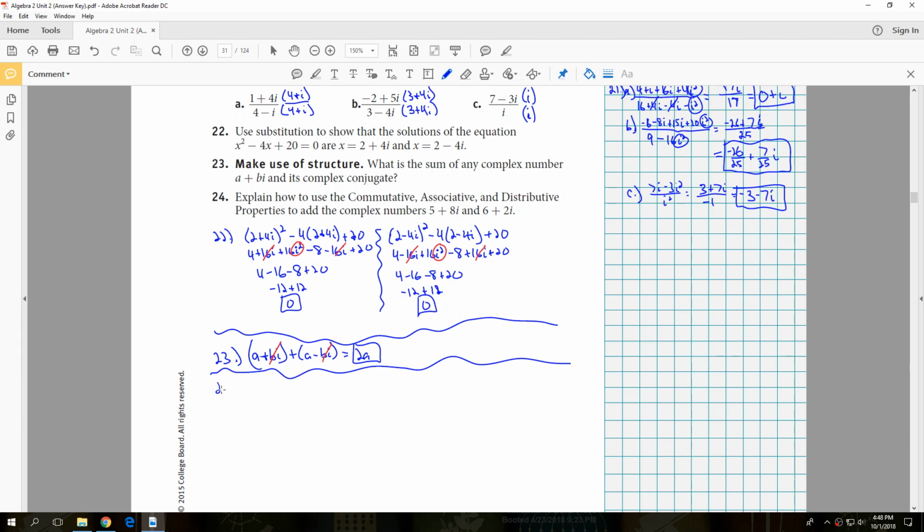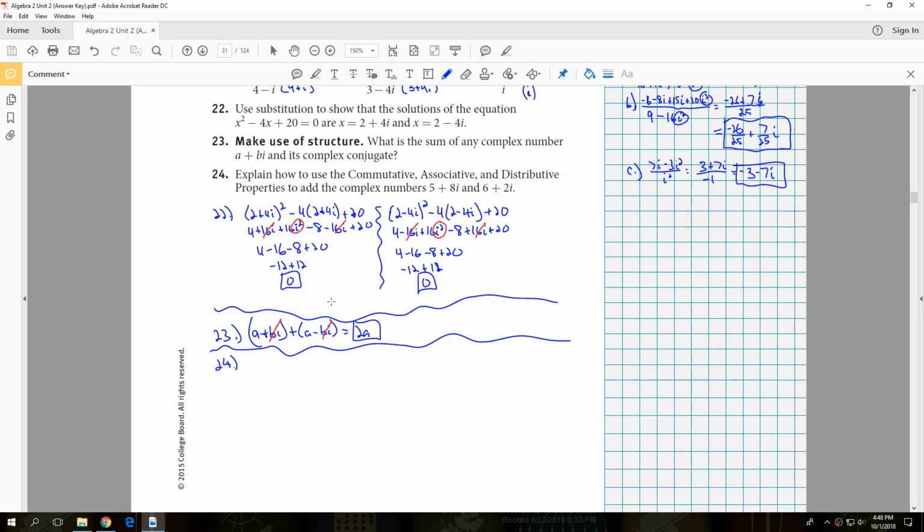All right, and then finally number 24, last one here. Explain how to use the commutative, associative, and distributive properties to add complex numbers 5 plus 8i and 6 plus 2i. This should be interesting. So let's go ahead and add these. I have 5 plus 8i, and I'm going to add 6 plus 2i to that.